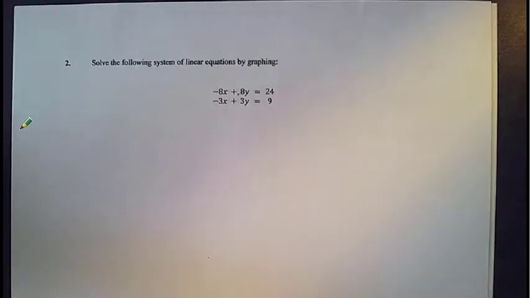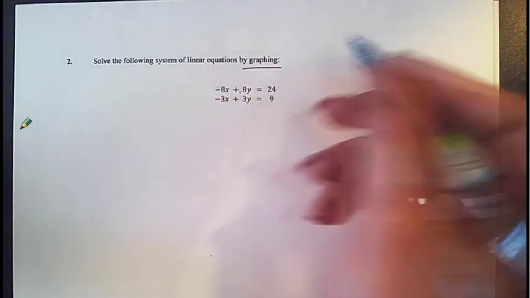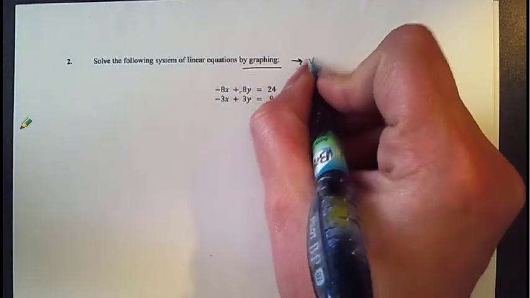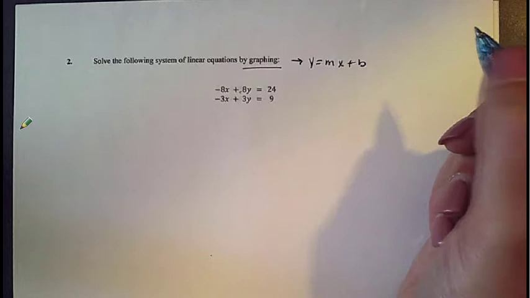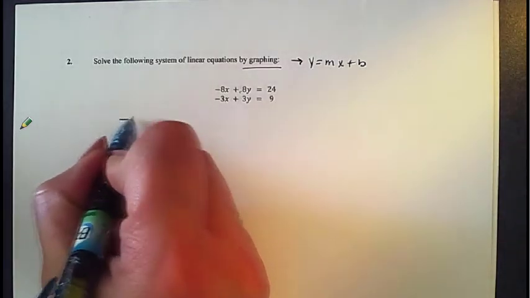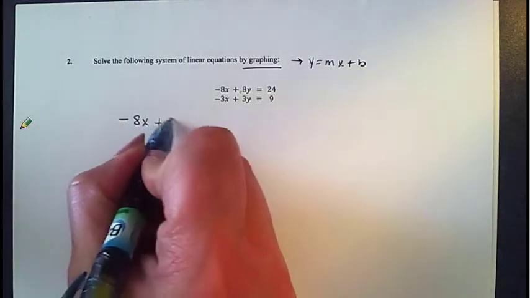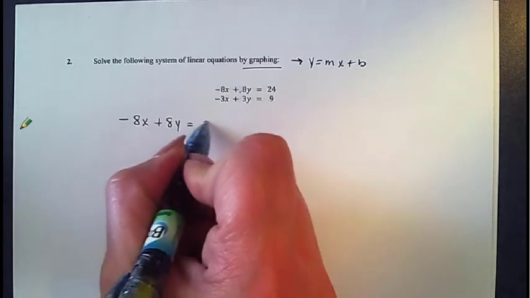So for our next example, again, we are solving by graphing. So we want to get it into that y equals mx plus b, just like we did in our previous problem. So we're going to take our first equation here. We've got negative 8x plus 8y equals 24.